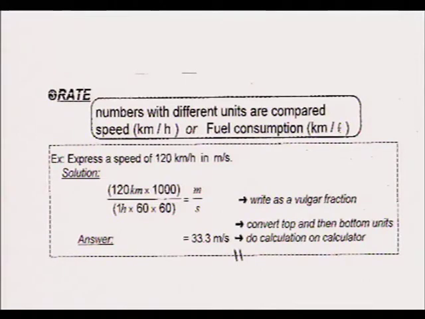There is an example. Express the speed of 120 kilometers per hour in meters per second. 120 kilometers times 1000 divided by 1 hour times 60 times 60, because there are 60 minutes in 1 hour and 60 seconds in 1 minute. Then you can use your calculator.